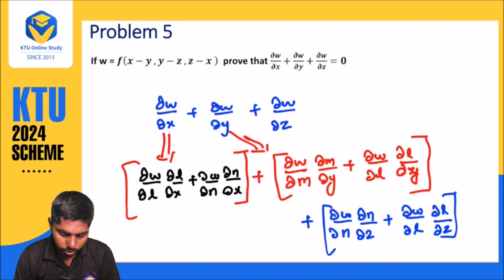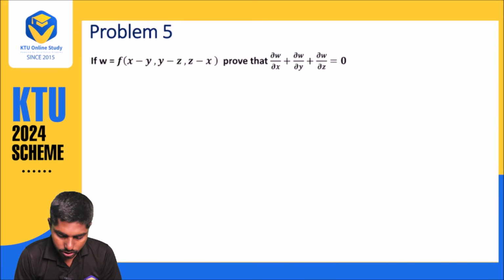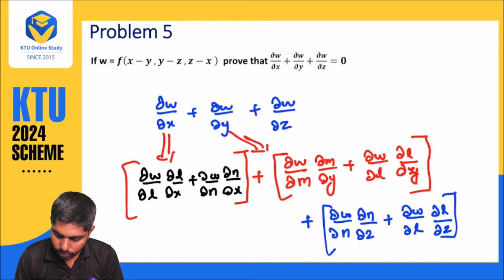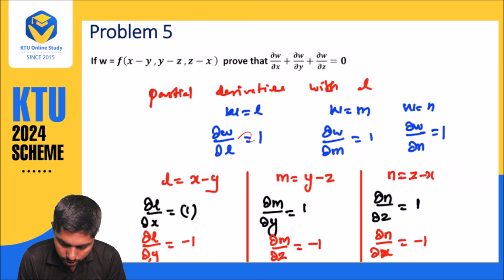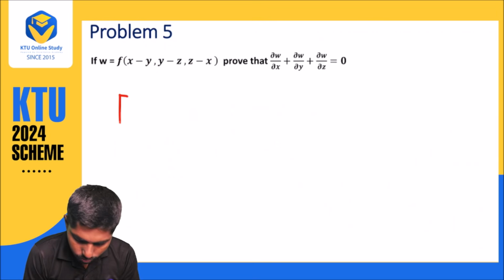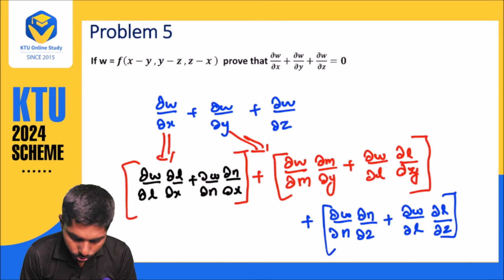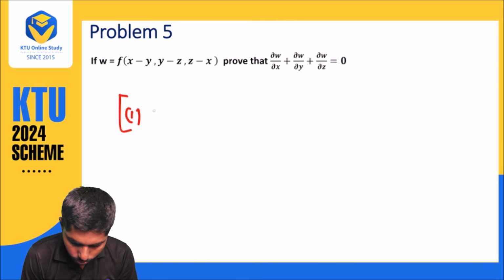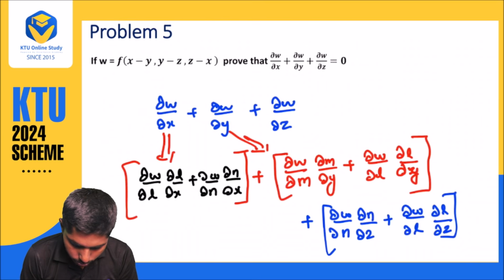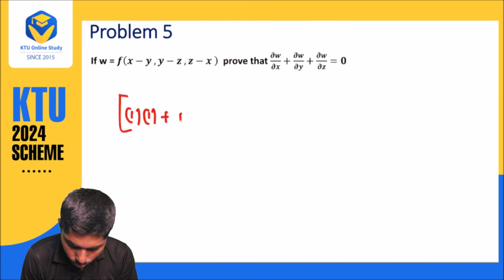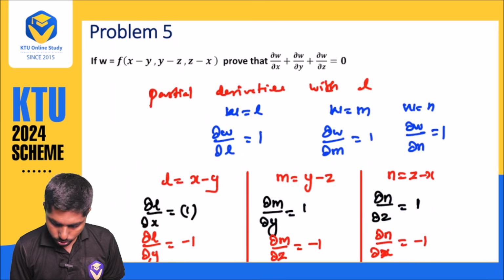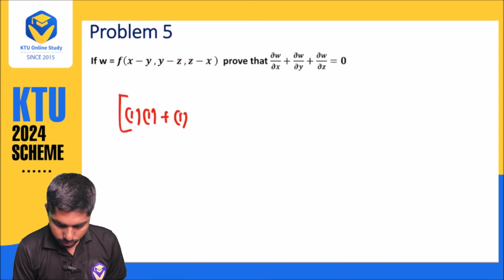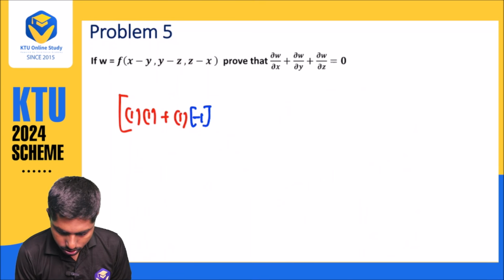When you are substituting, what are we getting? What is ∂W/∂L? We are getting 1. So substitute in the formula. The value of ∂W/∂L is 1, into ∂L/∂X, which is 1, plus, what about ∂W/∂N? That is also 1, into ∂N/∂X, which is nothing but minus 1. So we get minus 1 here.